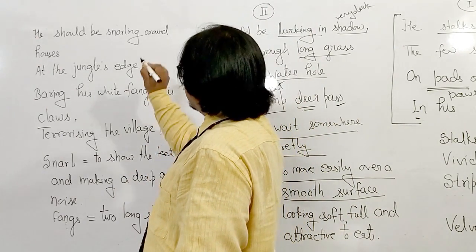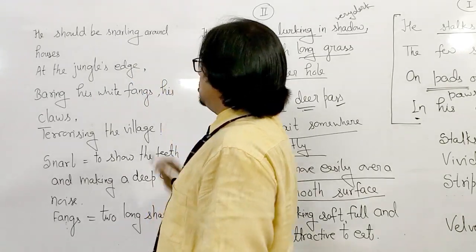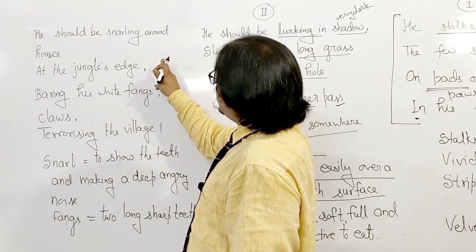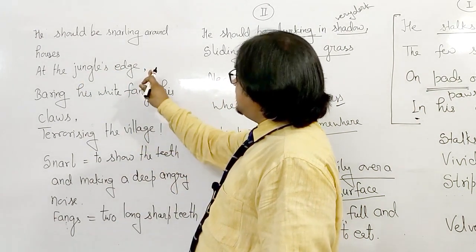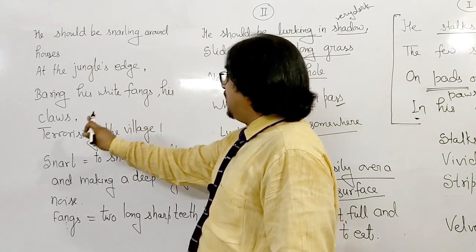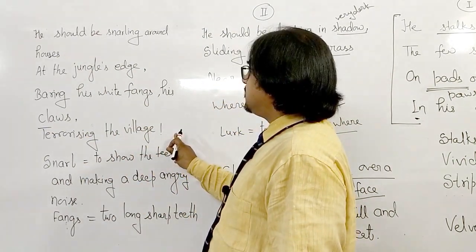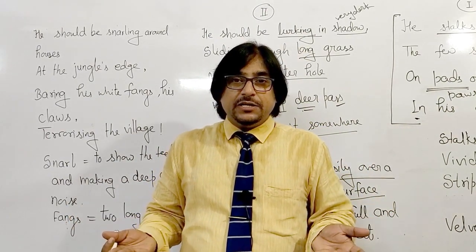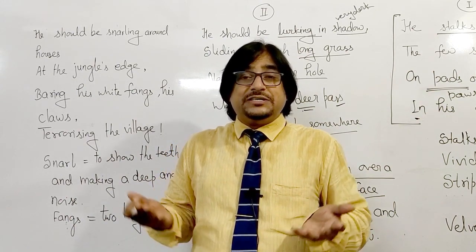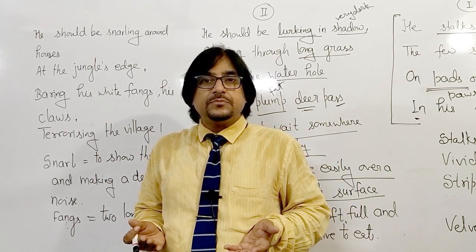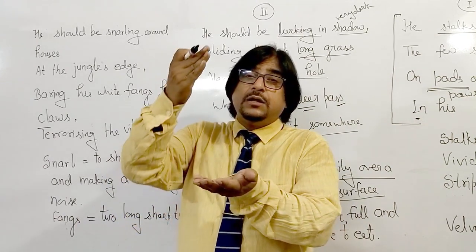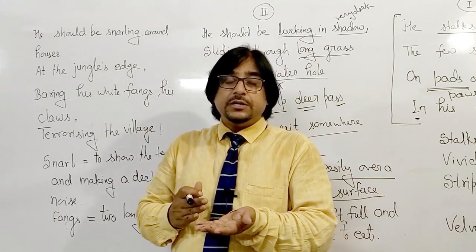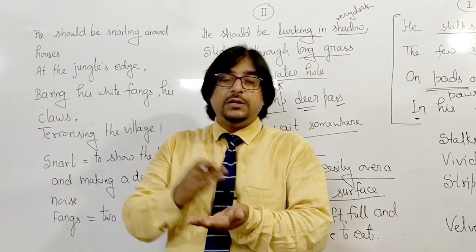Now, the third stanza of the poem, A Tiger in the Zoo. First reading and then difficult words. He should be snarling around houses at the jungle's edge, baring his white fangs, his white claws, terrorizing the village. Miss, you will be surprised that here the scene is full of tragedy. So, at the border of the village, the tiger moves there. The tiger is terrorizing the people.